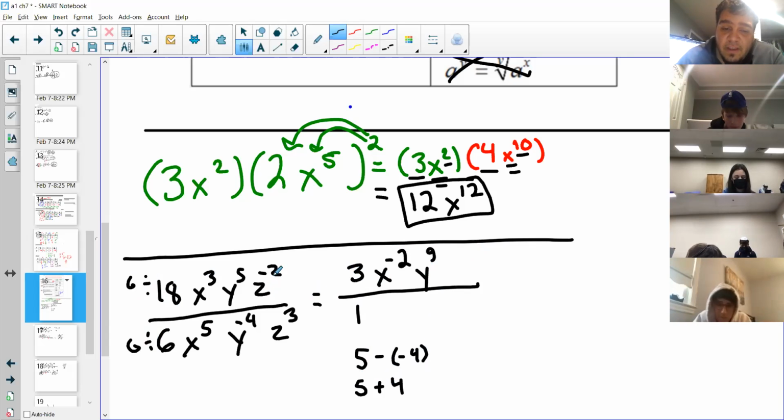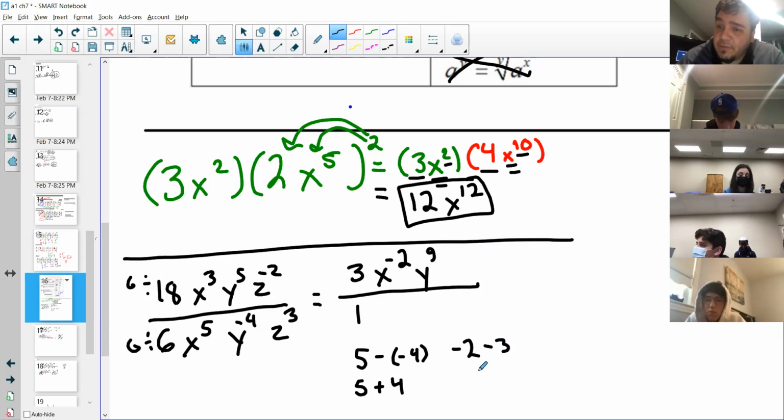And then the last one, z to the negative 2 divided by z to the 3. So that's negative 2 minus 3. Negative 2 minus 3, that's going to become a bigger negative because you're going deeper. So z to the negative 5th. So that'll be negative 5. And this will be z to the negative 5th.